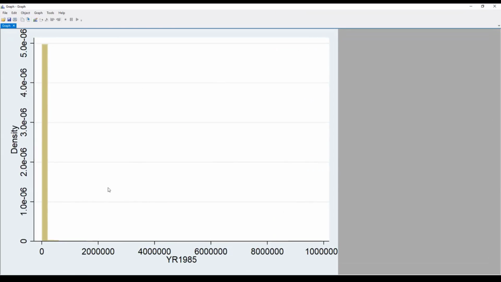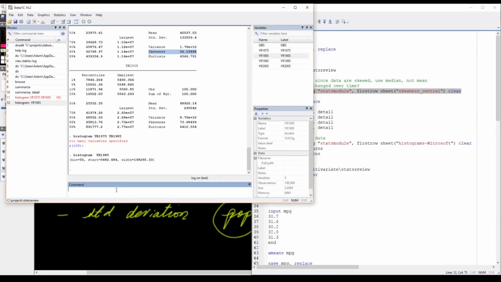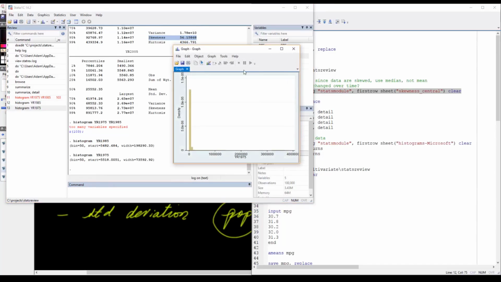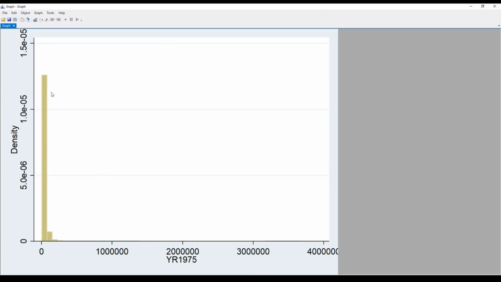And as you can see by looking at this histogram, and you can create these types of tables in Excel too. Again, it takes forever and a day. But we've got a big hunk of information and then data that tails off to the right. In other words, it's very, very skewed. So let's look at 1975. The 85 data is so skewed, it's almost hard to even see. But here you can see that we have a right skewed distribution.